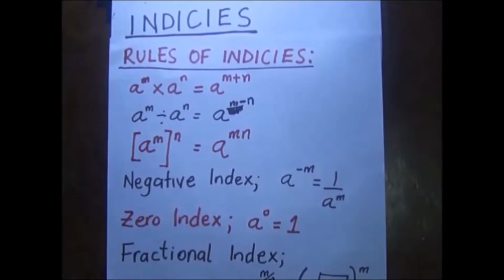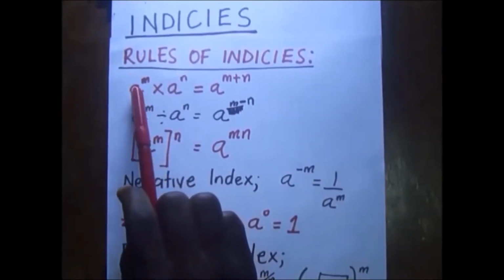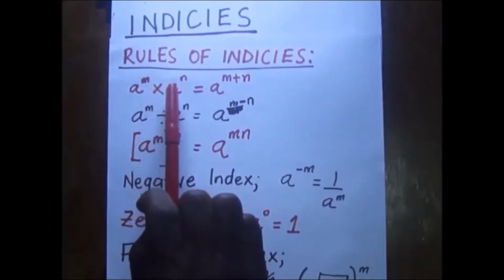The rules of indices are key. They are supposed to be at your fingertips because we use them when we are interpreting numbers in our calculations. We apply them in our calculations. The first one is when we have a to the power m, and we multiply it by a to the power n.